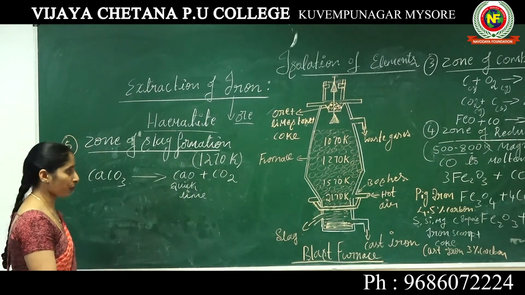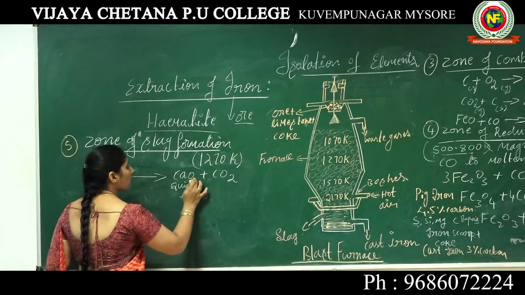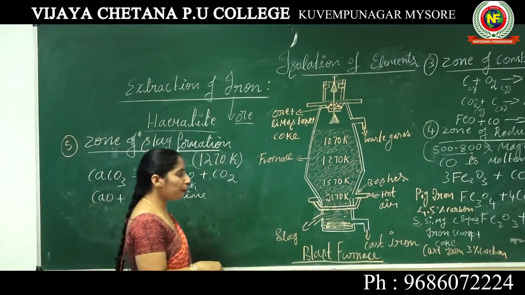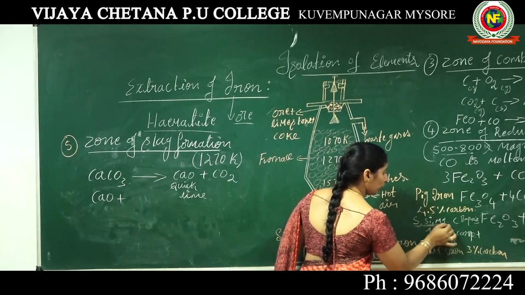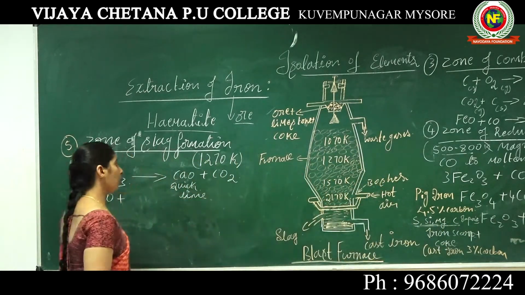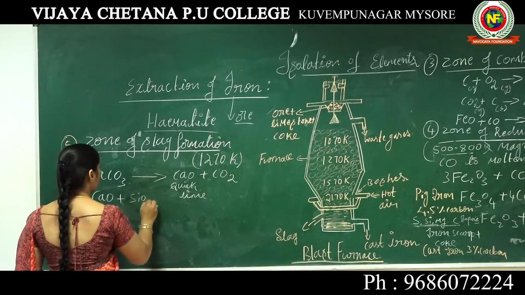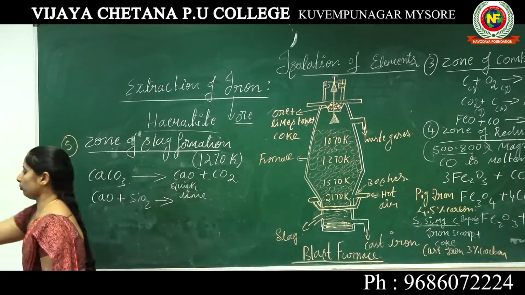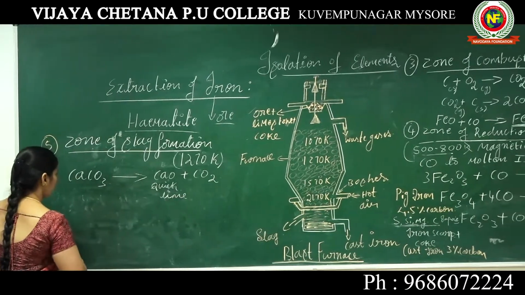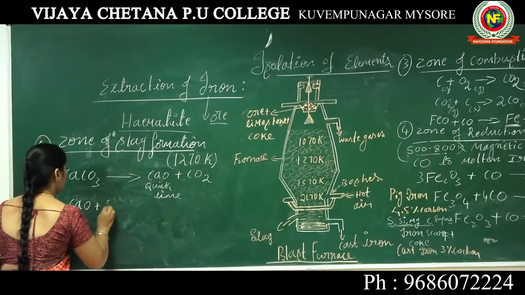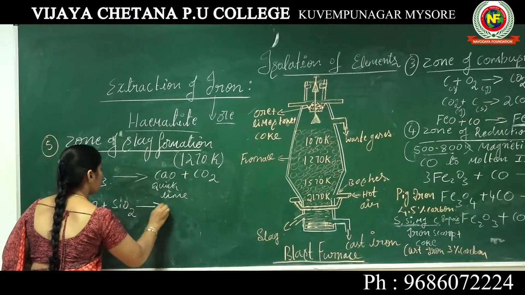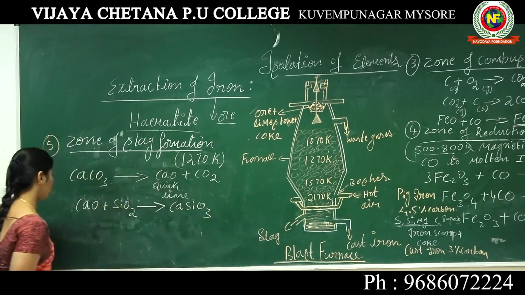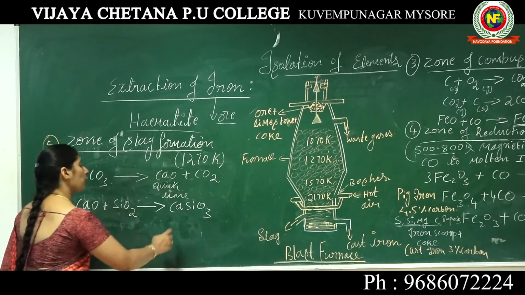It will release CO2. So this calcium oxide, this quicklime, combines with the impurities, that is silica dioxide. So calcium oxide plus silica dioxide, what is the formation? CaSiO3. We call this slag.